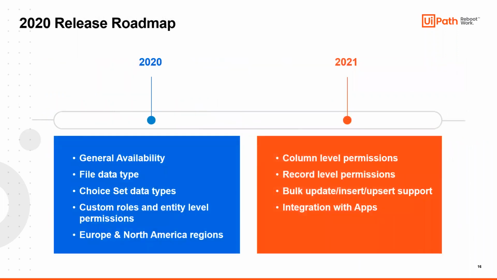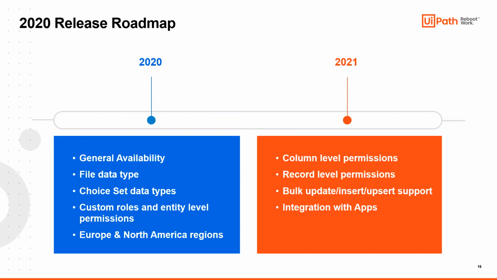Let's talk about the roadmap. The things that you saw right now have been available since the 2020 cycle itself. You had the availability of choice sets, you had the availability of files, you had custom rules at the entity level and things like that.